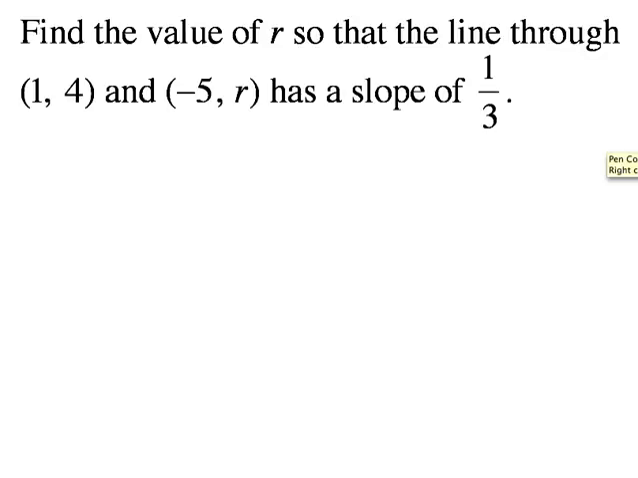It says find the value of r so that the line through 1, 4 and negative 5, r has a slope of 1/3. Find the value of r so that the line through 1, 4 and negative 5, r has a slope of 1/3. We'll have another one of these to look at too.